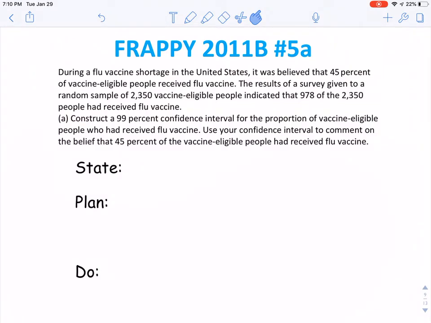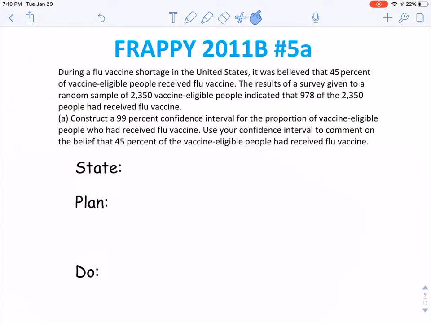Okay, so there are multiple parts, but part A was asking the students to construct a 99% confidence interval for the proportion of vaccine eligible people who had received the flu vaccine. Okay, and then it goes on to ask you to comment whether it's believable that 45% of the vaccine eligible people had received the flu vaccine.